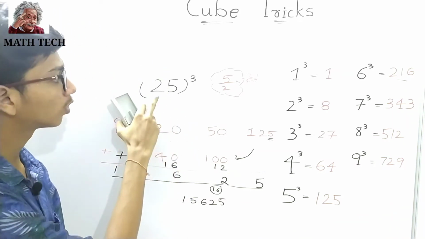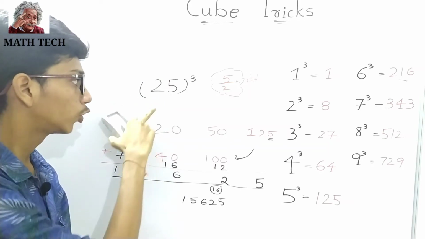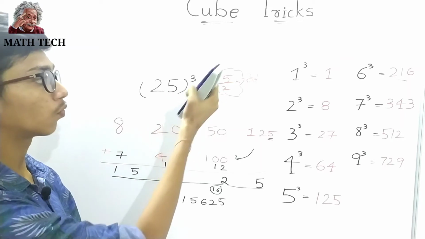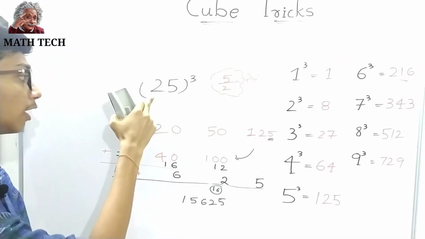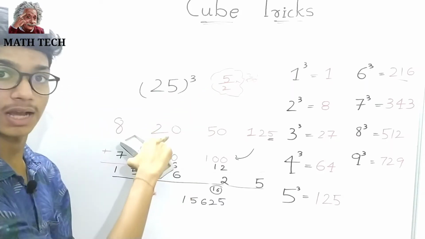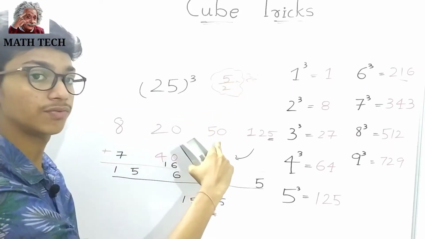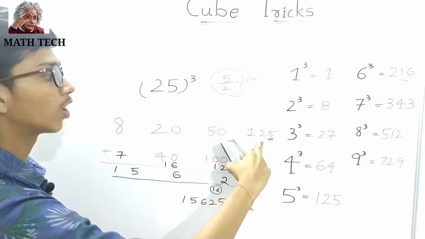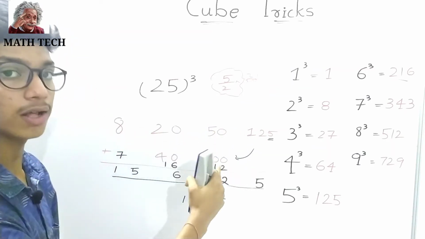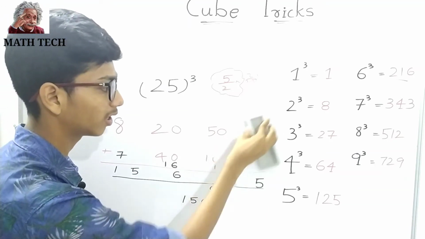I hope you understand the trick of how to find the cube of a two-digit number. First of all, choose the tens term and cube it. Then find the ratio of ones by tens, 5 by 2, and multiply: 8 into 5 by 2 is 20, 20 into 5 by 2 is 50, 50 into 5 by 2 is 125, up to 4 terms. Double the second and third terms, 40 and 100, and add. We will get the resultant answer.